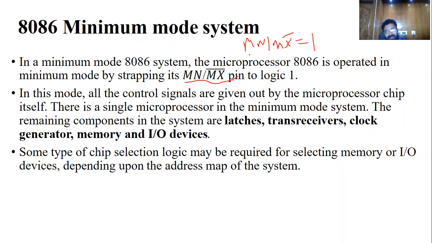The microprocessor is always in one state, that is the minimum mode. So our intention is to operate the 8086 microprocessor. For that purpose, the microprocessor has one pin, which you can call MN/MX bar. If that pin is equal to 1, the microprocessor works in minimum mode. Otherwise, it works in maximum mode, otherwise meaning it is 0.